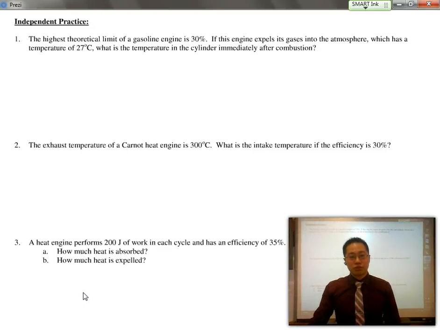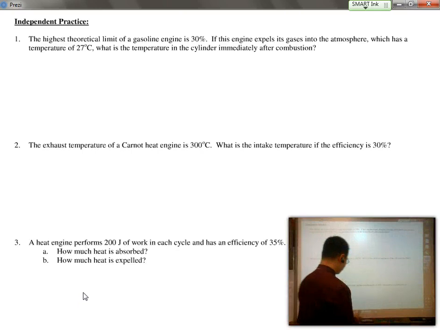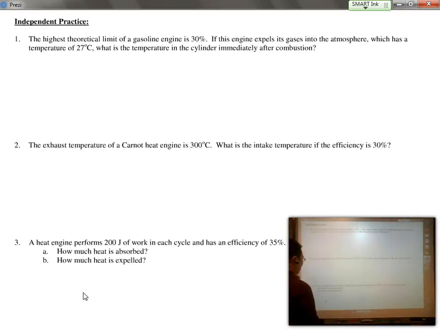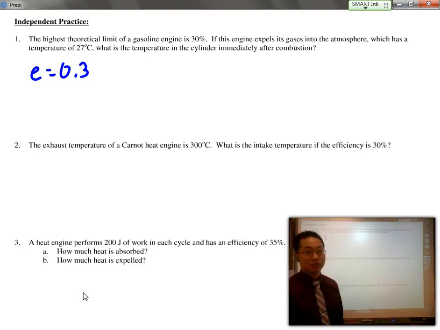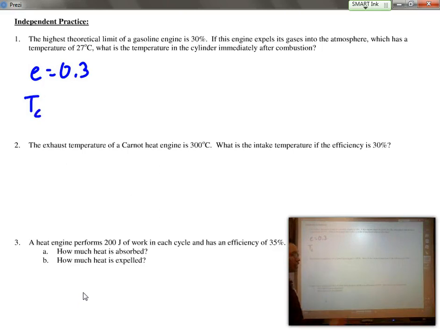So let's do a couple more practice questions. The highest theoretical limit of a gasoline engine is 30%. Efficiency is equal to 0.3. So the engine expels gases into the atmosphere, which is a temperature of 27 degrees Celsius. So of course that's going to be Kelvin. That's being expelled. That's going to be the cold temperature, not the hot input temperature. So that's going to be 300 Kelvin.